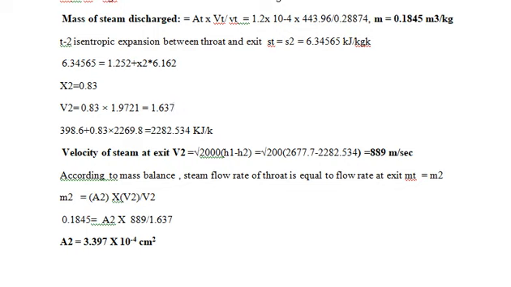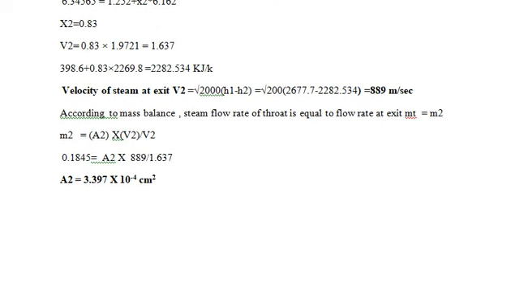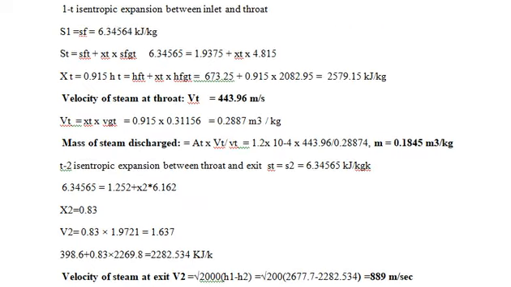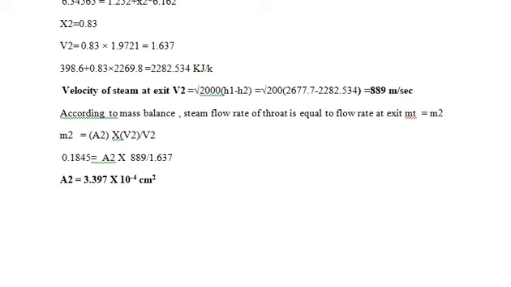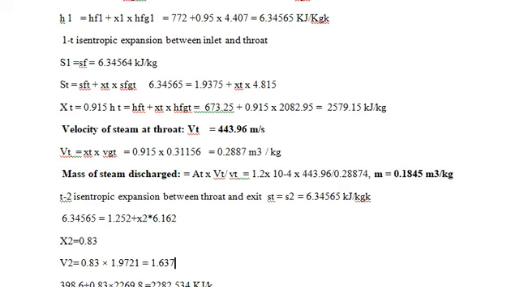Then apply the mass balance. The steam flow rate at throat is equal to the flow rate at exit. That means this is the equation to be balanced in this case. M_T equal to M2. M_T equal to A2 into V2 by v2. Then put the values: 0.1845 equal to A2 into 889 upon 1.635. You are getting the A2 value, that is, in the numerical, you are finding out the area at exit. This is the end of the first numerical.